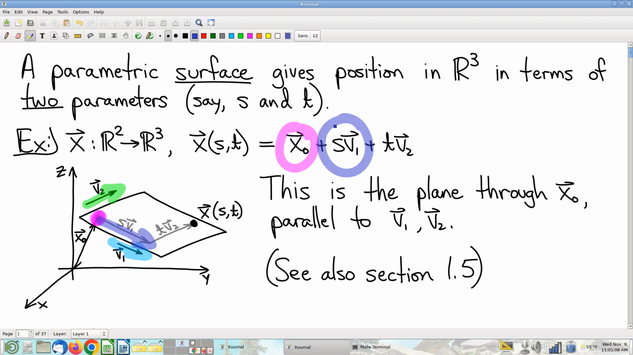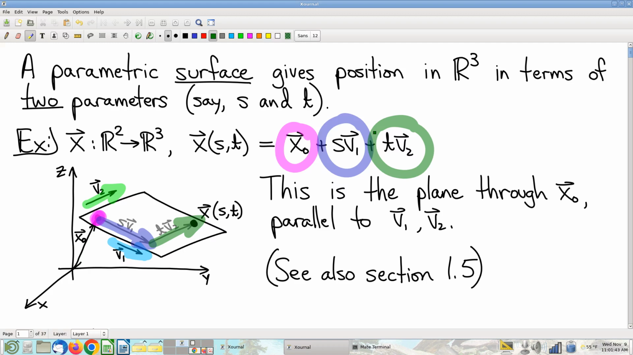You'll note that's a scalar multiple of v1 if you're moving in the v1 direction. And then from there, you're going to go by some amount in the v2 direction. That's going to be a scalar multiple of v2. So if you start in the plane and then just move arbitrary different amounts, s and t, however far you want to go in the v1 direction, however far you want to go in the v2 direction, that's going to trace out the plane. Everybody see what I'm talking about there?